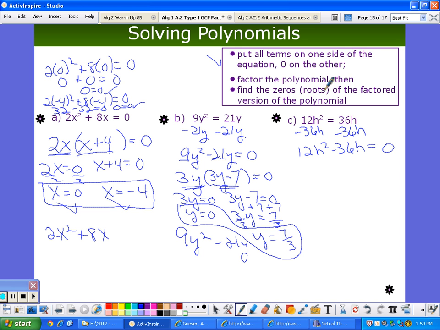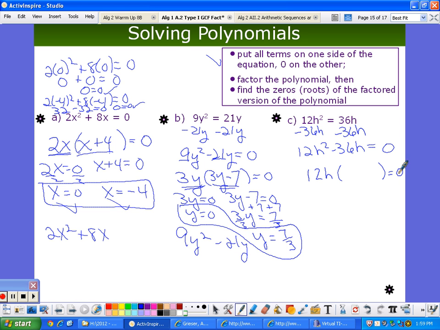What does it say to do? Oh, factor the polynomial. Factor the polynomial. What's the greatest common factor? 3. Well, we go a little higher. 6. We go even higher. 12. Right? 12 goes into both of them. What about the h's? Just the h. See, the variables are a lot easier than the numbers.